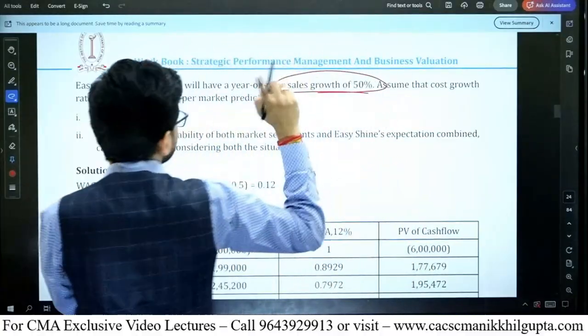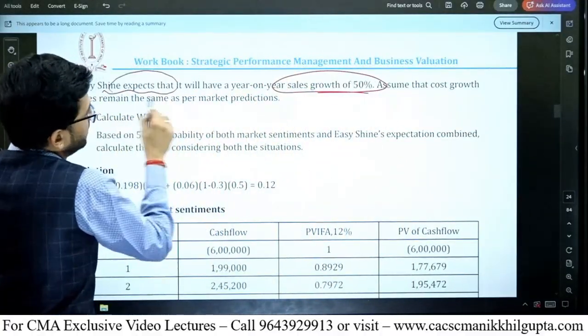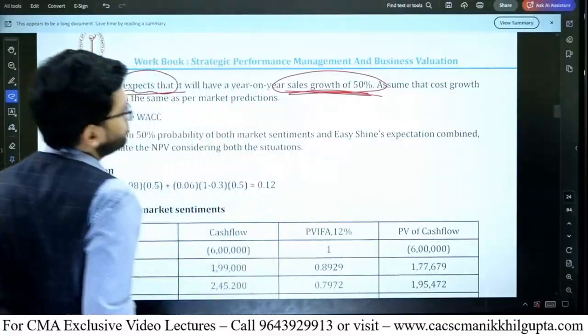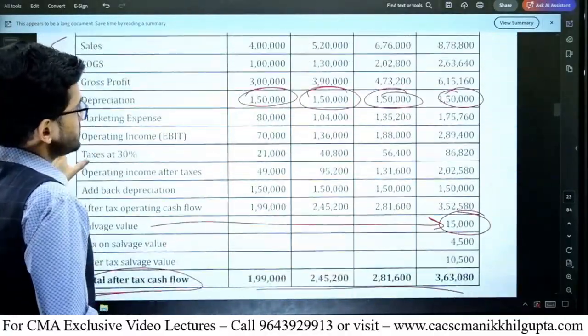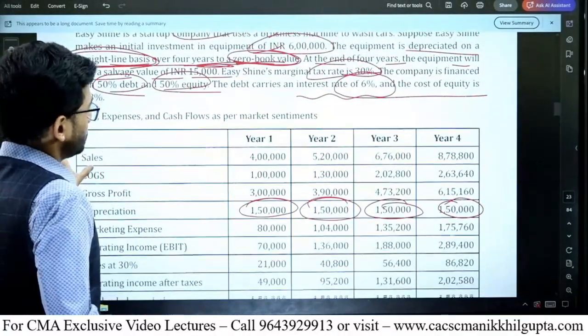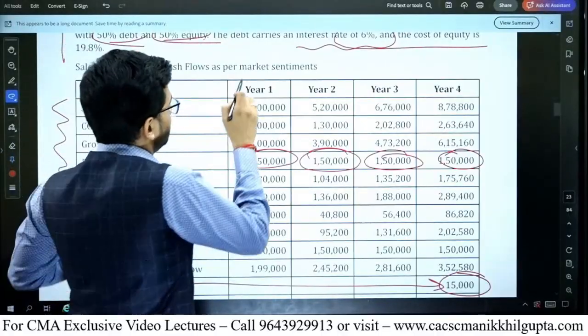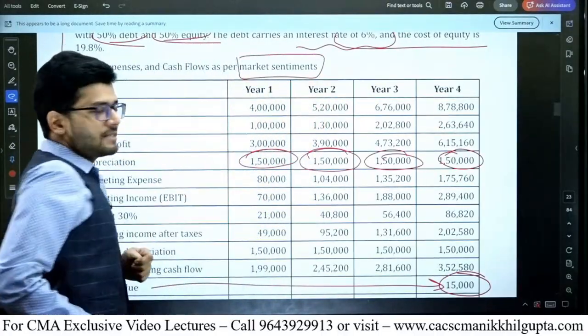It is expected now, very, very important point guys. It is expected that we'll have year-on-year growth of sales of 50%. 50% is the year-on-year growth. Okay, now these are as per the market sentiments.